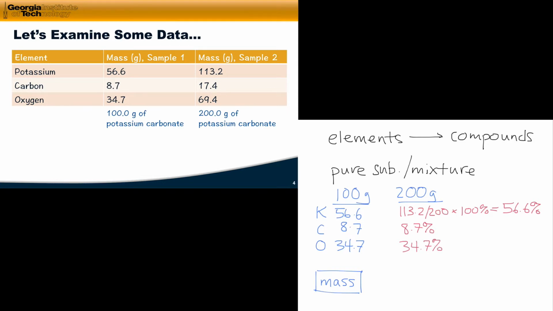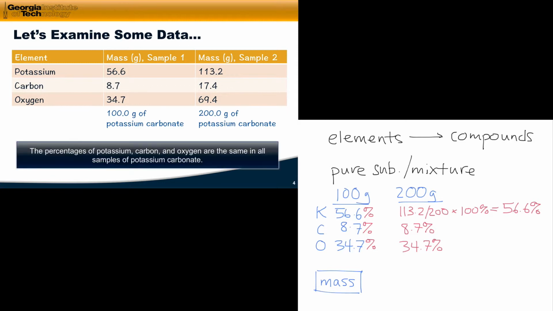These are all percentages, and we've noticed that at least in these two samples of potassium carbonate, we get the same mass percentages or mass proportions of potassium, carbon, and oxygen in both samples. And in fact, this holds true for every mass of a sample of potassium carbonate. Every potassium carbonate sample includes 56.6% potassium, 8.7% carbon, 34.7% oxygen. If it does not include these mass ratios, it's not potassium carbonate.